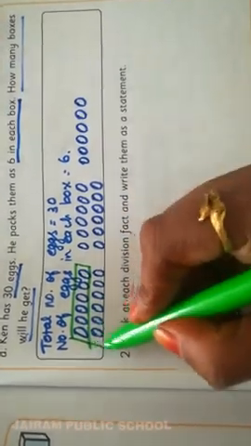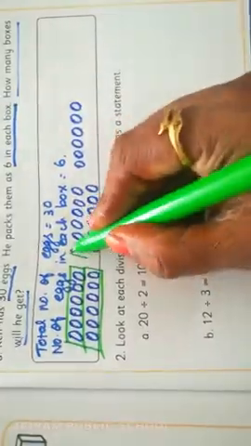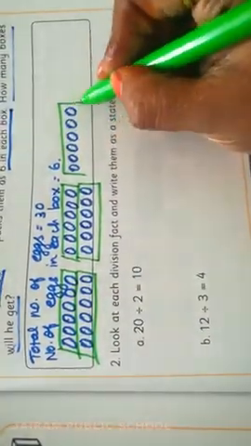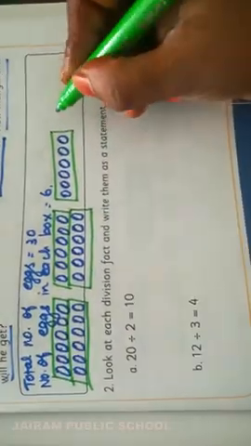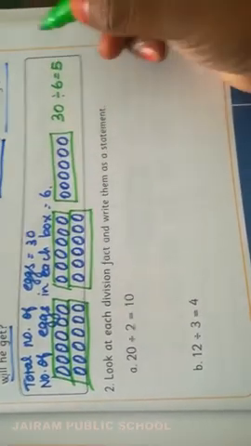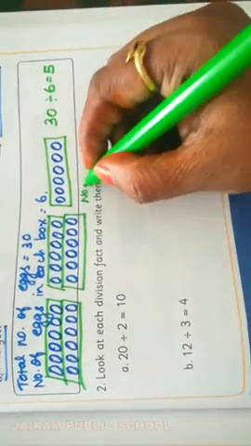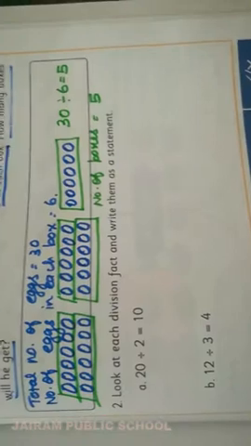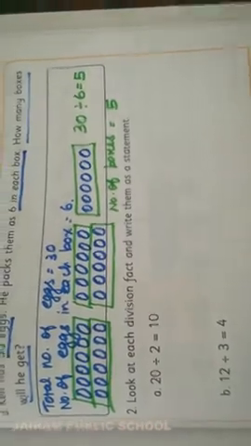First box, second box, third box, fourth box, fifth box. Totally we need 5 boxes. So 30 divided by 6 is equal to 5. Therefore, number of boxes equal to 5. Like that we have to get the answer.